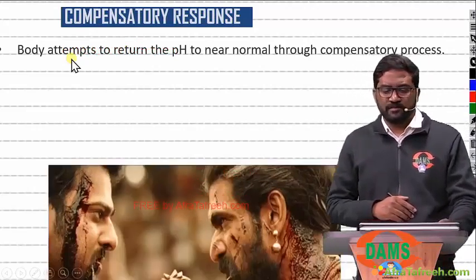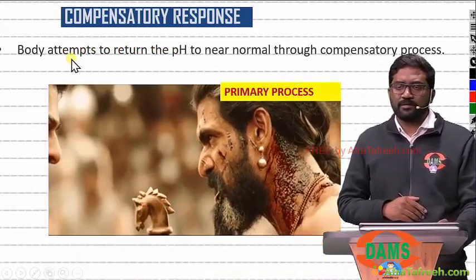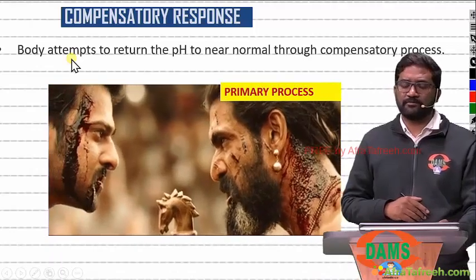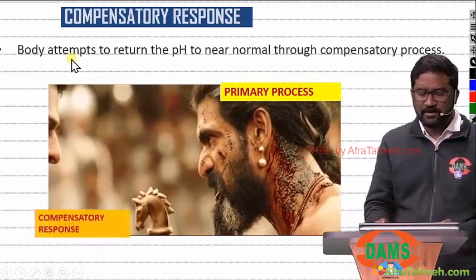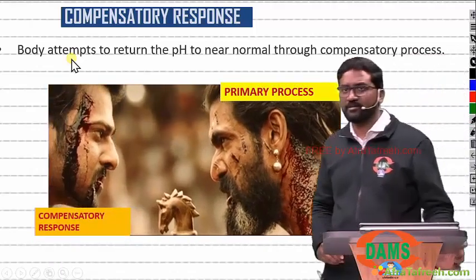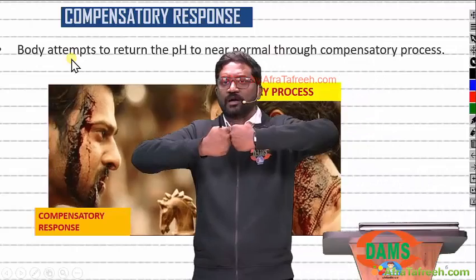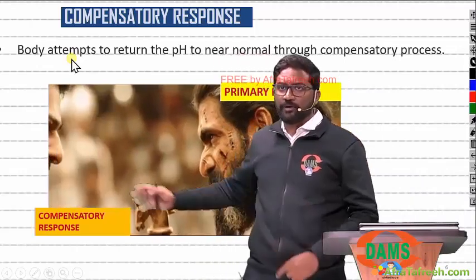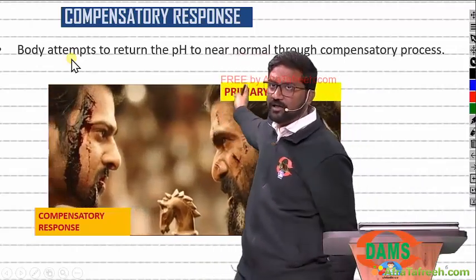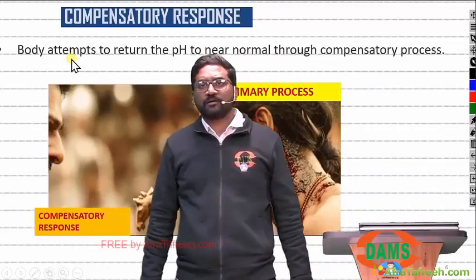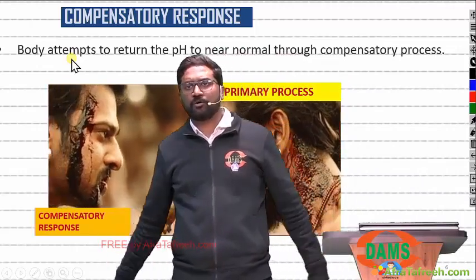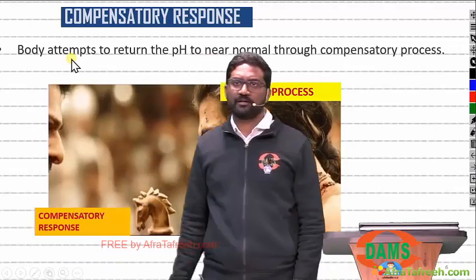Now if this is the primary disorder, your body will try to fight against this primary disorder by generating a compensatory response. This is the fight happening 24/7 in your body. If the primary process is the villain, your body tries to generate a hero called the compensatory response.